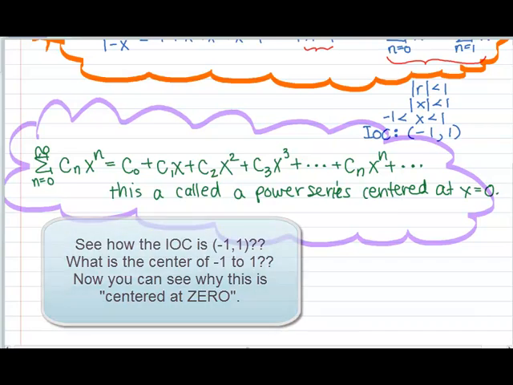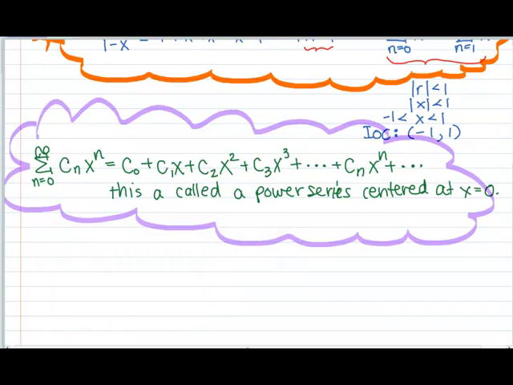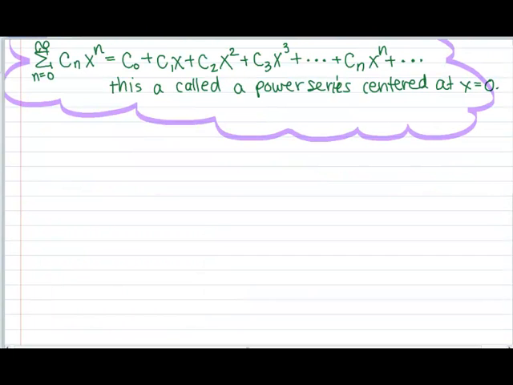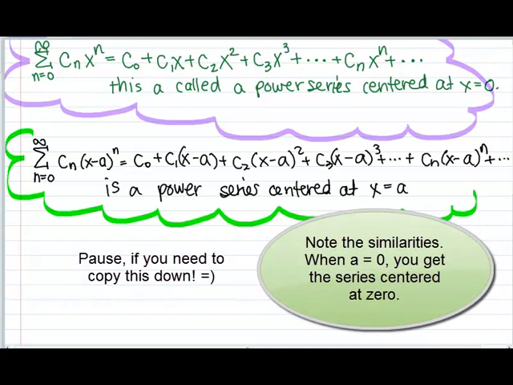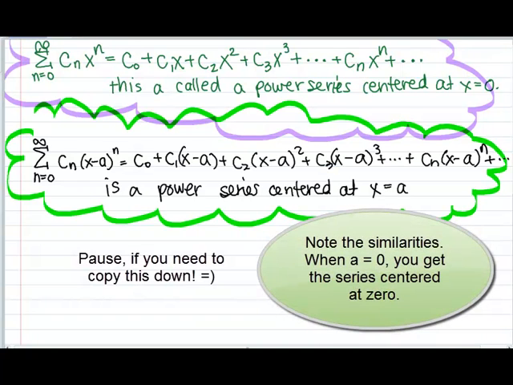Now I'm also going to write up another form for power series, and this is going to be very similar, but centered not at x equals 0, but at some number x equals a. So I'm going to modify this a little bit. Instead of my x, I'm going to write in an x minus a, and everything else will be the same. So this here is a power series centered at x equals a.